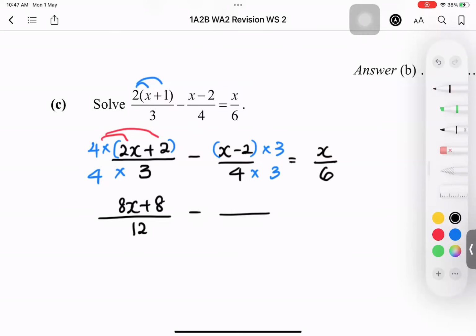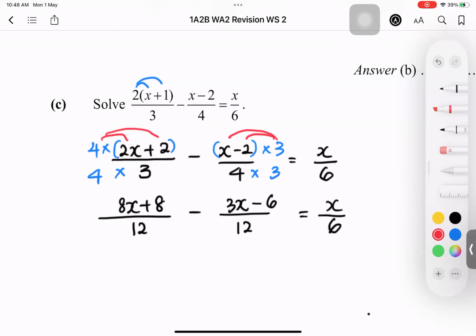Minus, okay, next person after Keon. Khalif, expand this one, what do we get? Khalif disappeared. 3x, yes, 3x. -2. Wrong, -2 is wrong. Must multiply the one at the back side also. Negative? Yes, -6. Must be careful, must remember to multiply by both.